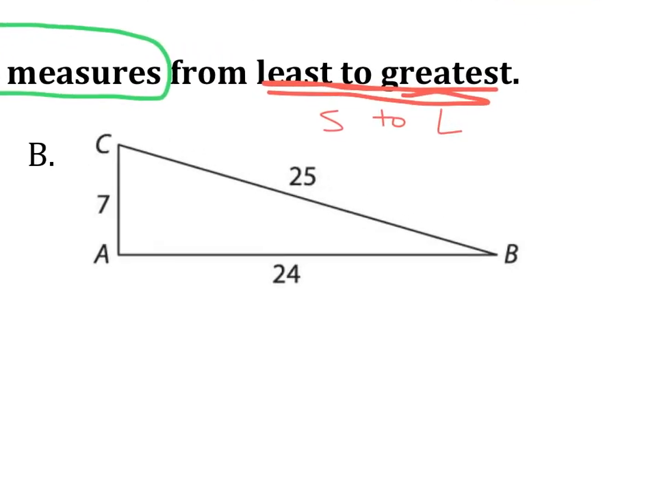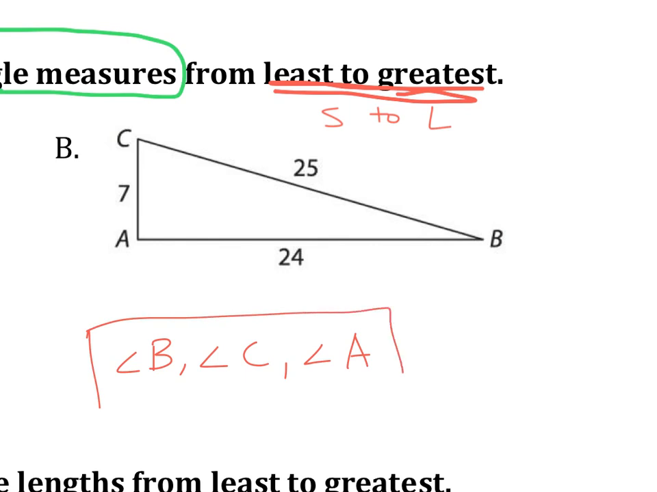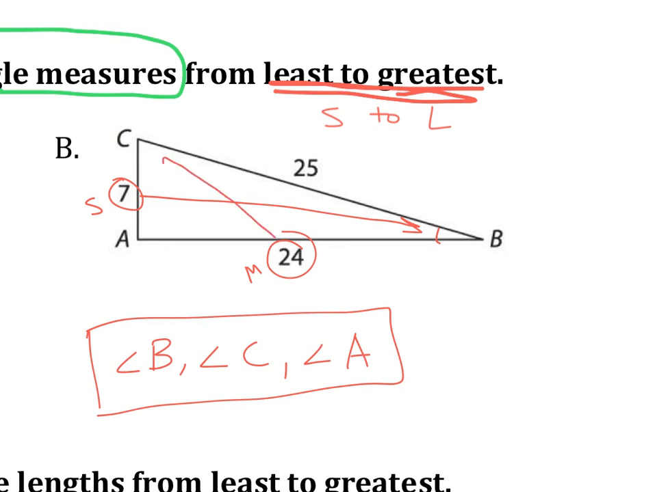So for example 3, letter B, this is back to angle measures. You should have angle B, angle C, and angle A as your final answers. Because again, we have smallest, across is to B, medium is across to C, and my large across to A.